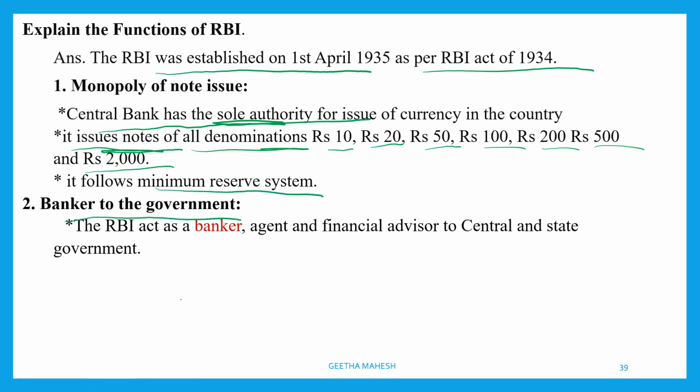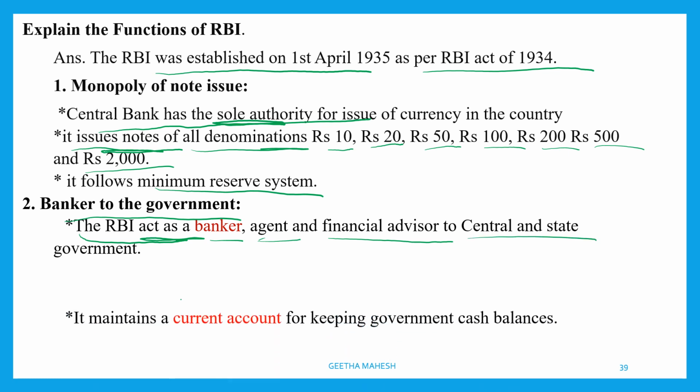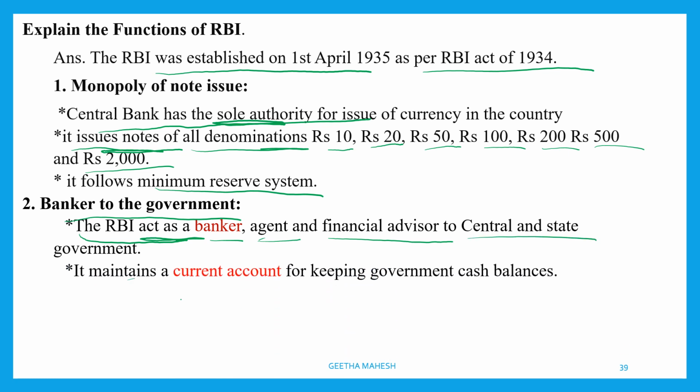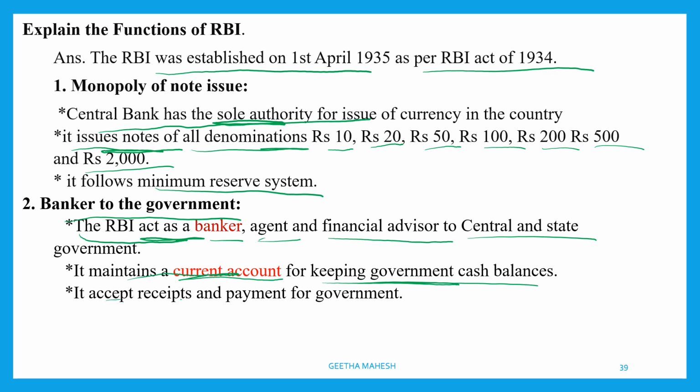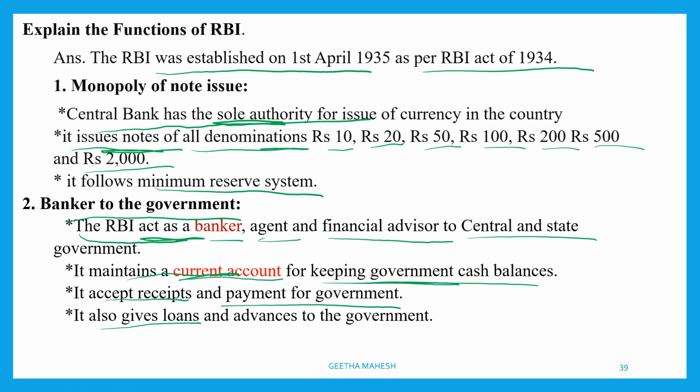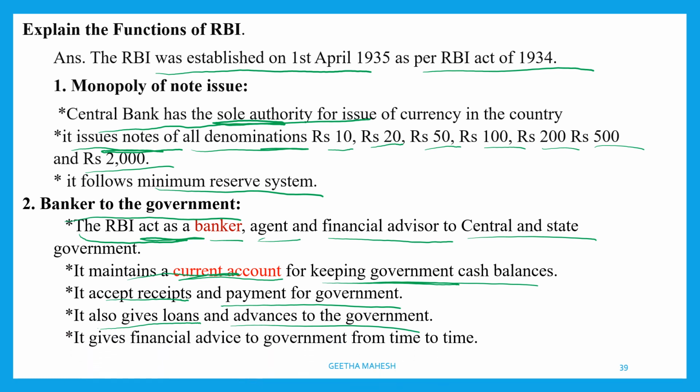Bankers to the government. The RBI acts as a banker, agent and financial advisor to central and state governments. It maintains the current account for keeping government's cash balances. It accepts receipts and payments for the government. It also gives loans and advances to the government. It gives financial advice to the government from time to time.